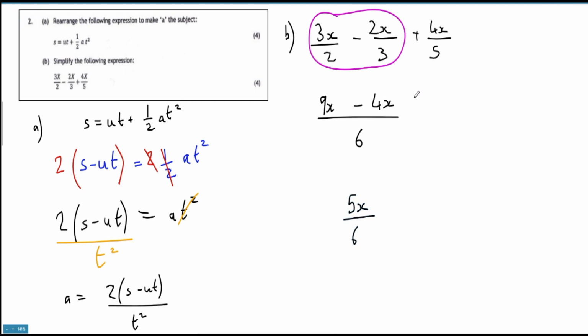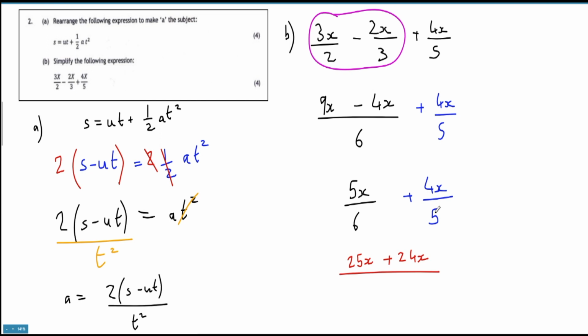Then the other side hasn't changed, it just stayed like this. Now it can be applied at the next step: 4x over 5. We're going to cross multiply, exactly the same process we did a second ago. So we end up with 5 times by 5 is 25x, 6 times by 4 is 24x, and 5 times by 6 is 30.